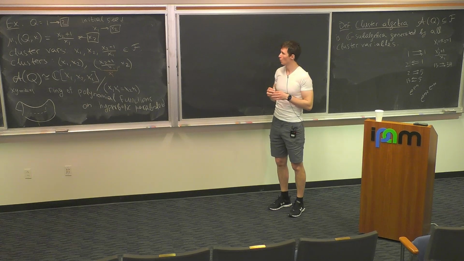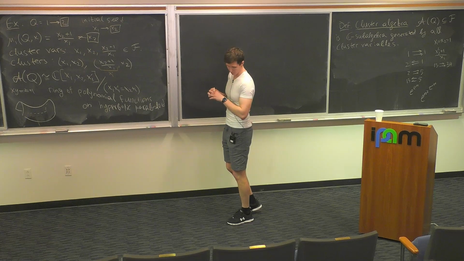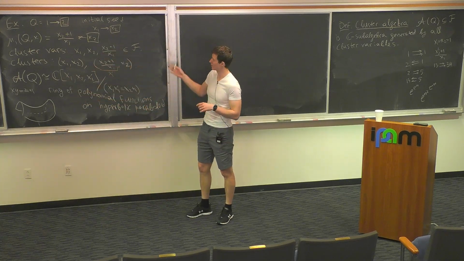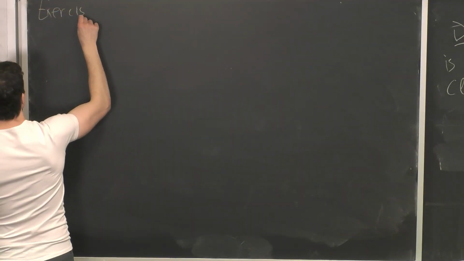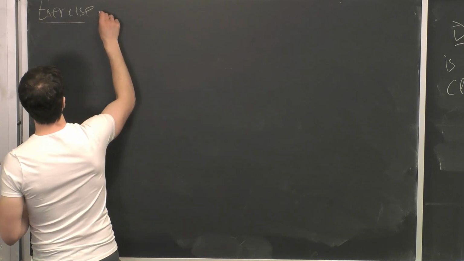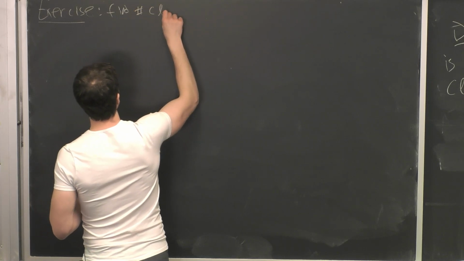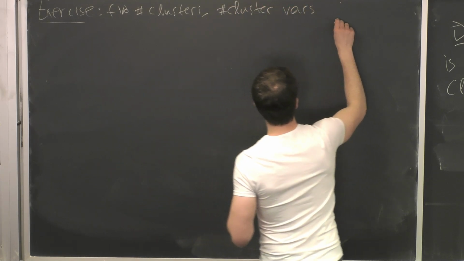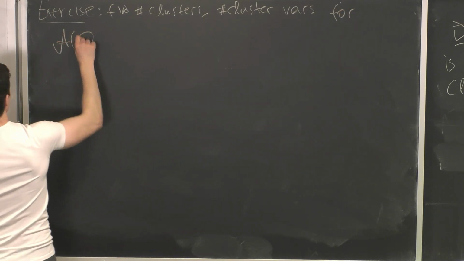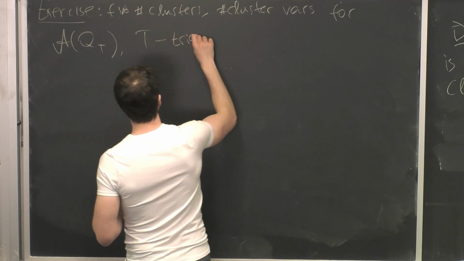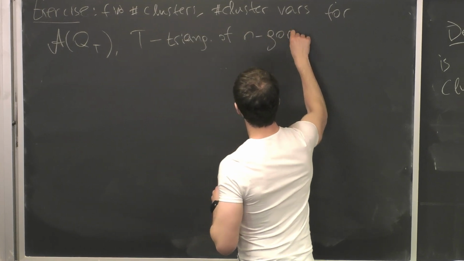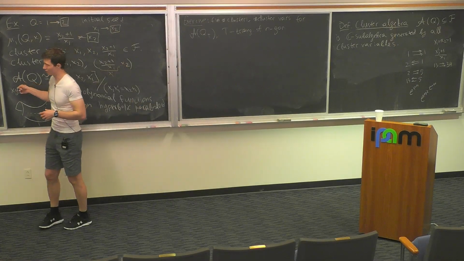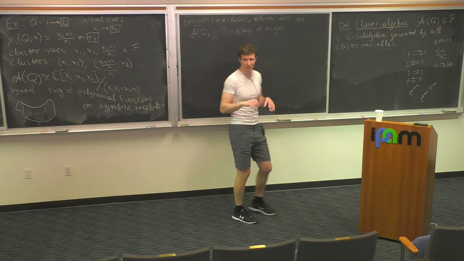All right, so let me maybe, another thing you can look at is maybe triangulations, right? It's an exercise. Just write down all clusters and cluster variables, or find the number of clusters, number of cluster variables for the cluster algebra A of Q sub T, where T is a triangulation of an n-gon. And think about what's the variety, like what is the cluster algebra?